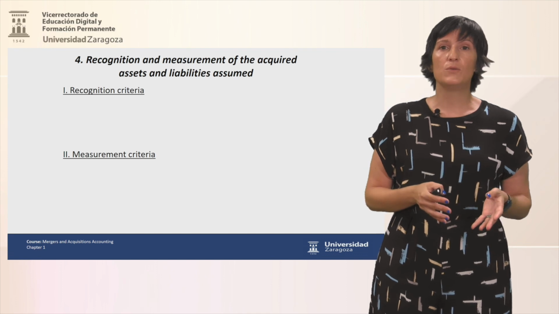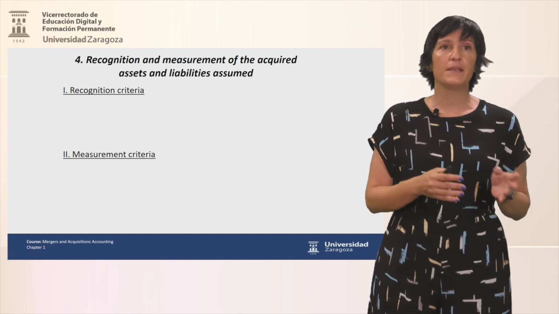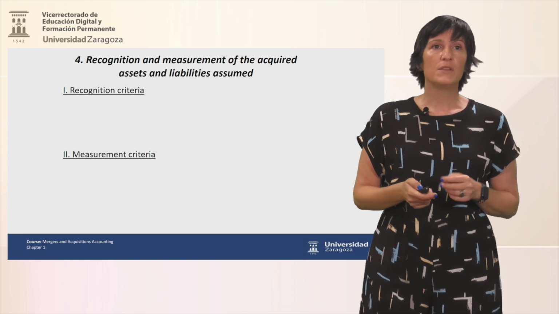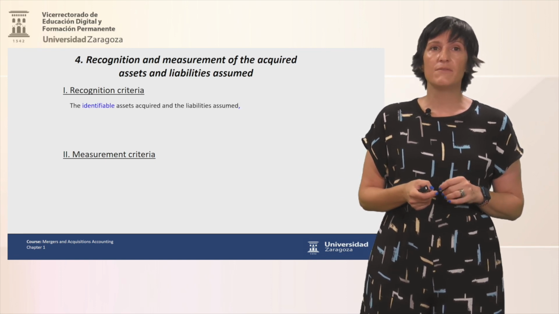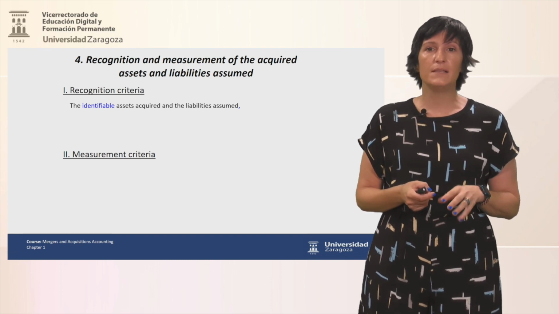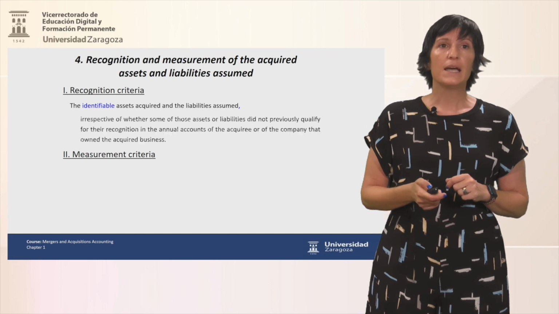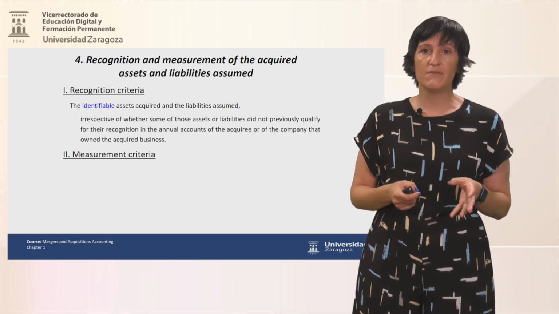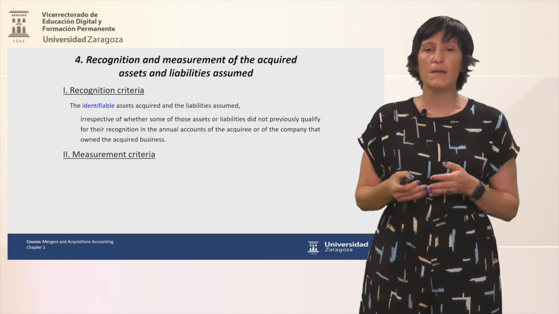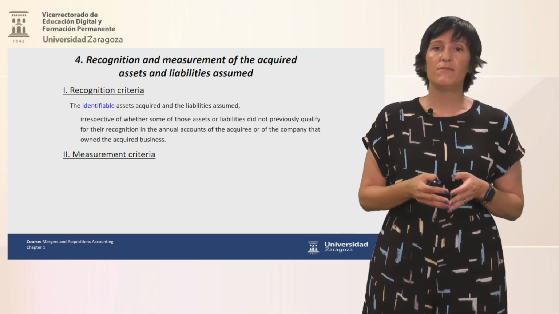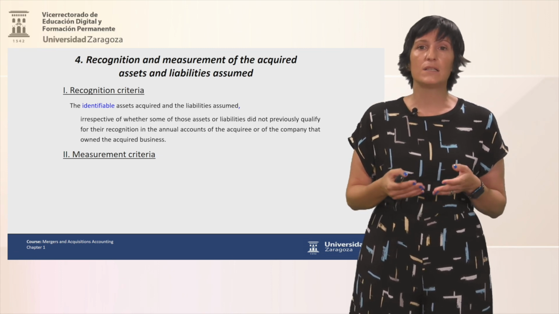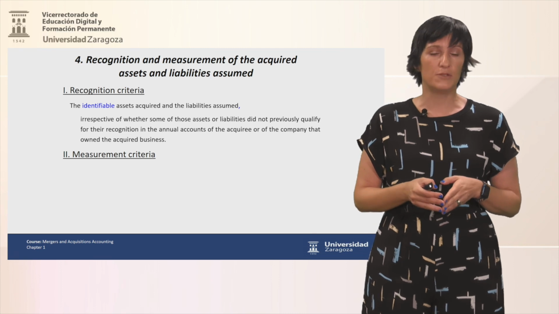So once we know what we have paid, the next step, as we said before, is for what? So the first thing we need to do is identify all the assets that go with the business and all the liabilities that we will assume. Additionally, we will need to identify whether the company has some additional assets or liabilities that weren't in the financial statements, but that by applying the accounting rules need to be accounted for.